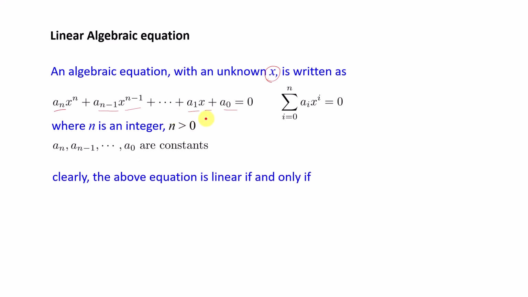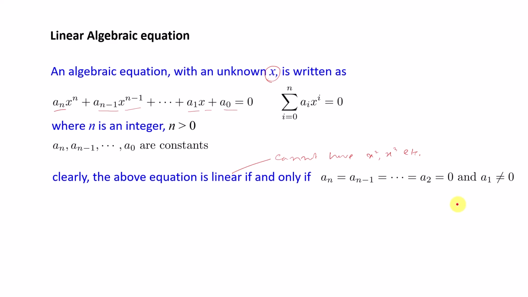To make this equation linear, from a_2 to a_n everything should be 0, because a linear equation cannot have this x square, x cube, etcetera. Therefore, from a_2 to a_n everything should be 0. And of course, if a_1 is also 0, then this becomes a trivial case. So we assume a_1 is not equal to 0. So my equation is a_1 x plus a_0. So that is a linear equation.